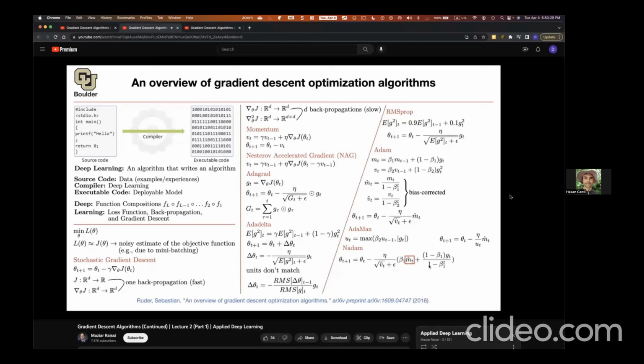So there is a question from Jacob. How important is our choice of gradient descent algorithms? For instance, will Adamax give substantially different results than RMSprop?